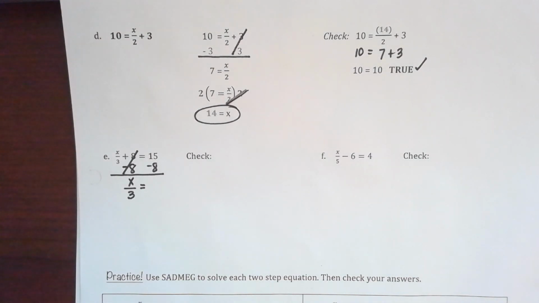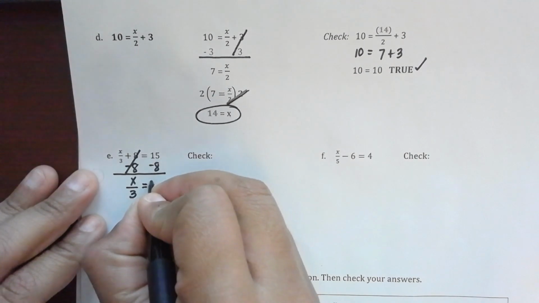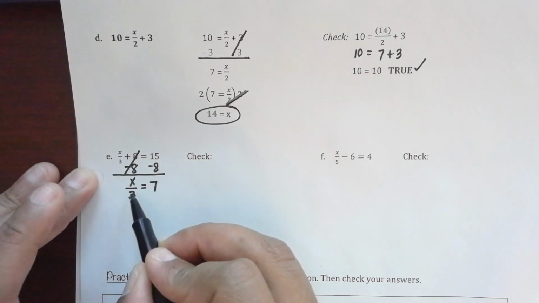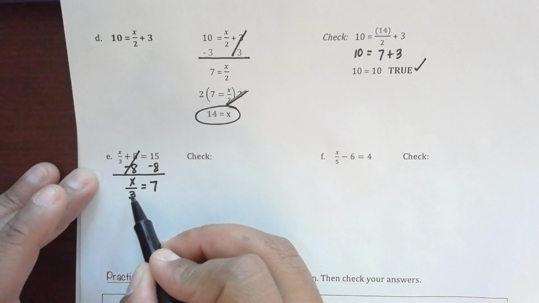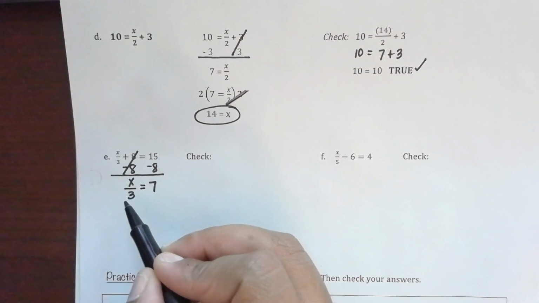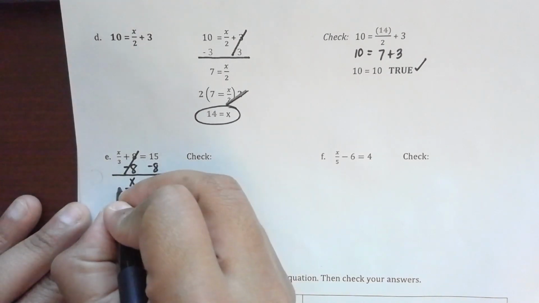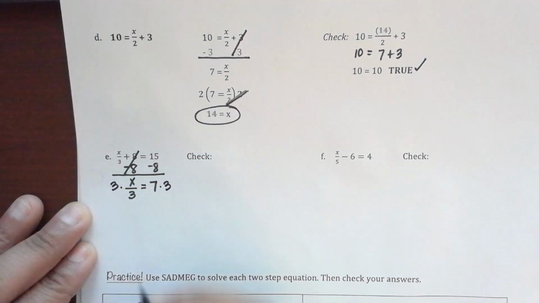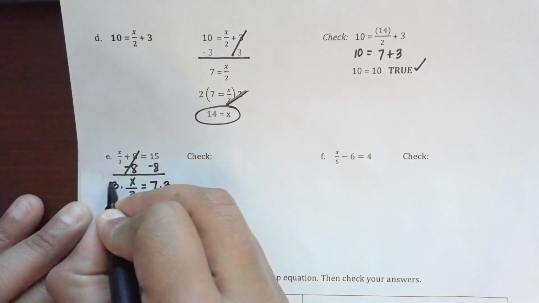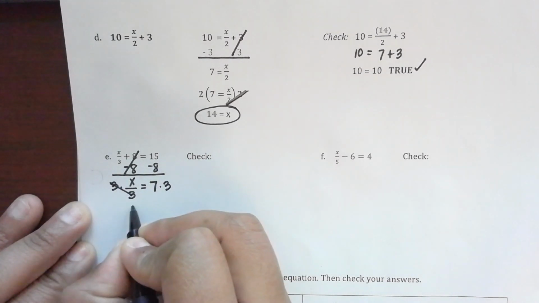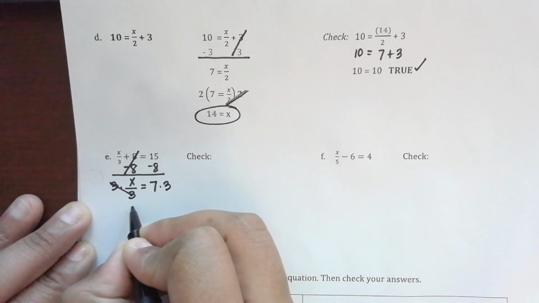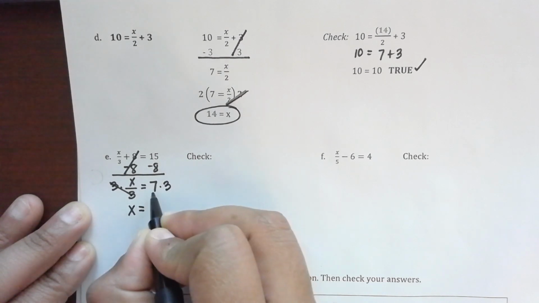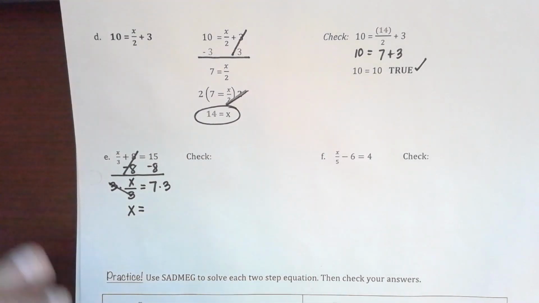What'd y'all end up getting? Thank you. What's left on this side? X divided by 3. So how do you eliminate the division by 3? On both sides. So what happens to these 3's? So what's left? X behind that equals, and what am I typing in? 7 times 3.